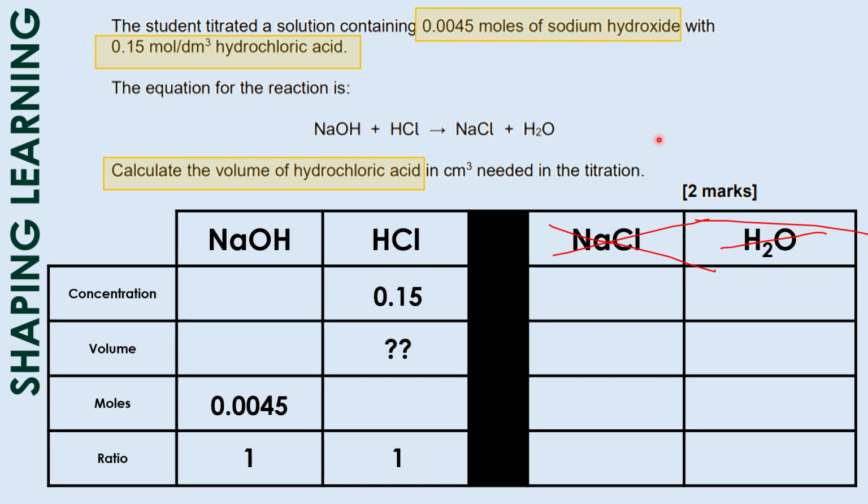Then I can work out my moles of hydrochloric acid, because if it's 1 to 1, then the number of moles of hydrochloric acid that will react with sodium hydroxide is the same as the number of moles of sodium hydroxide. So there's my moles of hydrochloric acid, the same, because it's a 1 to 1 reaction. If this was 2 to 2, it would be the same as well. 3 to 3, it'll be the same as well.